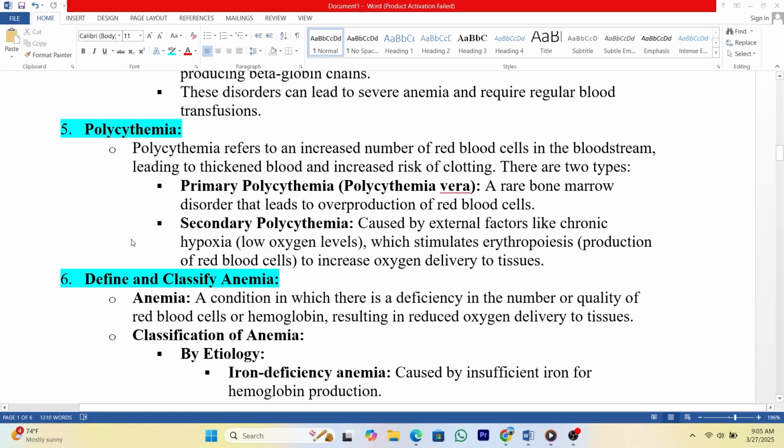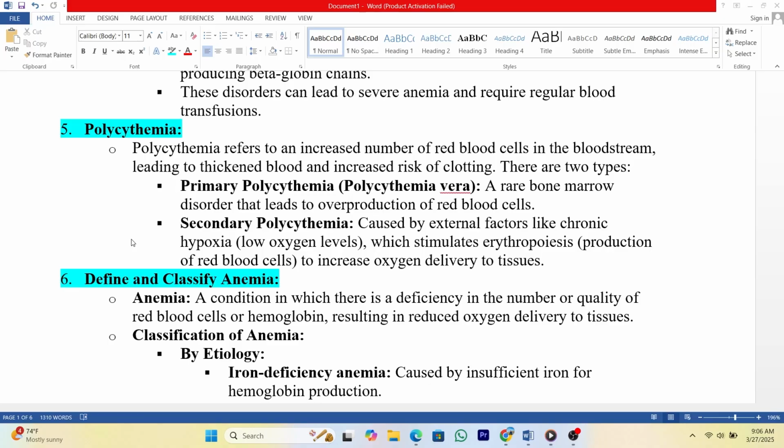5. Polycythemia. Polycythemia refers to an increased number of red blood cells in the bloodstream, leading to thickened blood and increased risk of clotting. There are 2 types. Primary polycythemia, polycythemia vera, a rare bone marrow disorder that leads to overproduction of red blood cells.